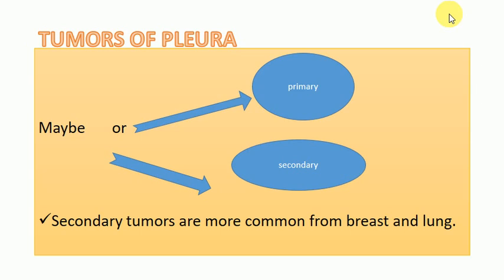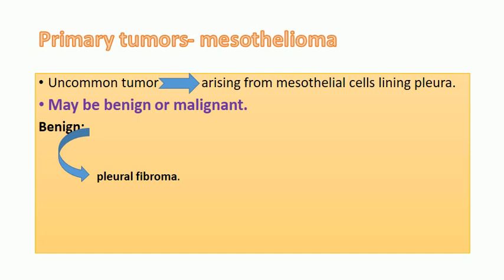Let's start with the primary tumors. The common one is called mesothelioma. Mesothelioma is a common tumor, and it arises from the mesothelial cells lining the pleura. As we saw in the first sessions about the structure of the pleura, the inner pleura, called the visceral pleura, is lined with cells called mesothelial cells.